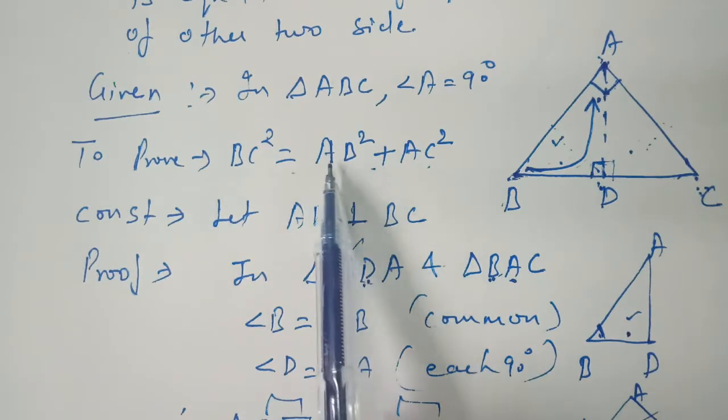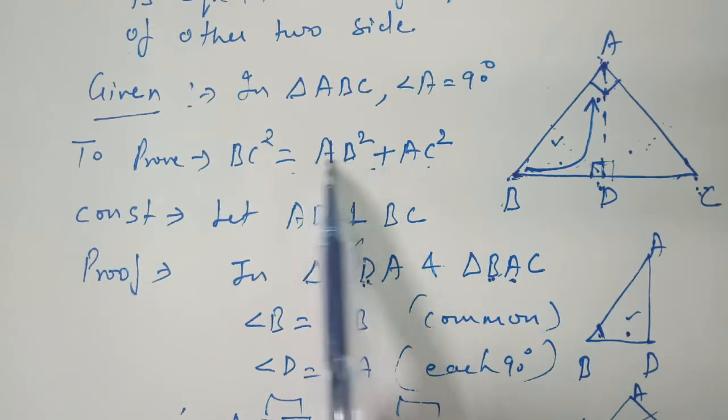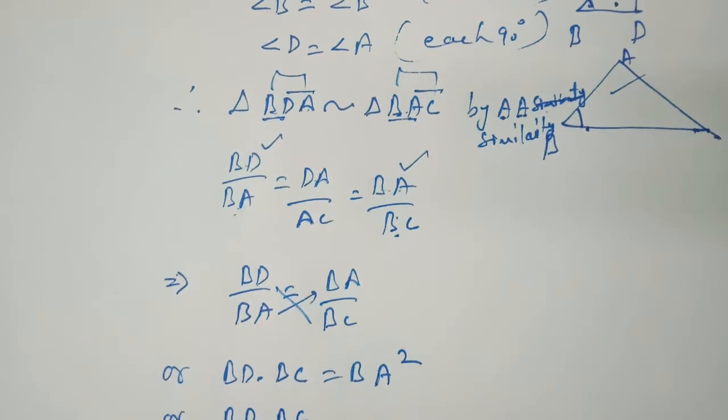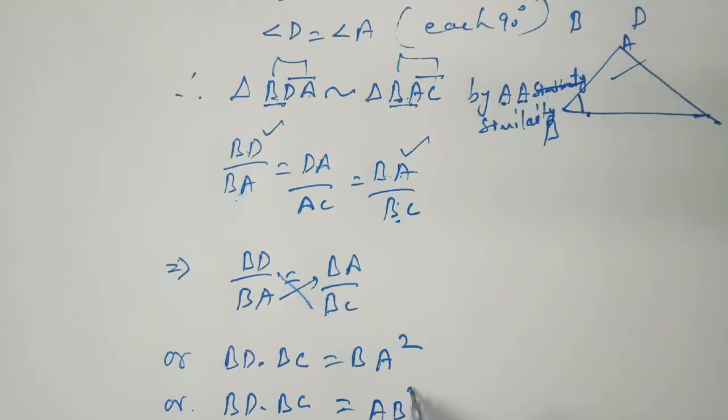If you observe the condition which you have to prove, BA square or AB square, it means the same. You can write it in the correct form also. Or BD into BC is equal to AB square. Let it be equation number first.